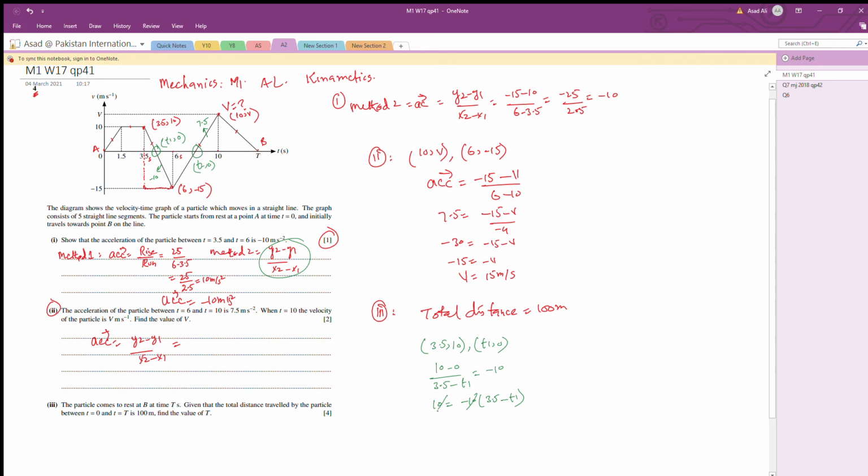So 10 is gone with 10, and here is 1, and minus 1 times (3.5 minus t1). So we are having 1 minus 3.5 plus t1. So t1 is basically 4.5. So this t1 is 4.5.